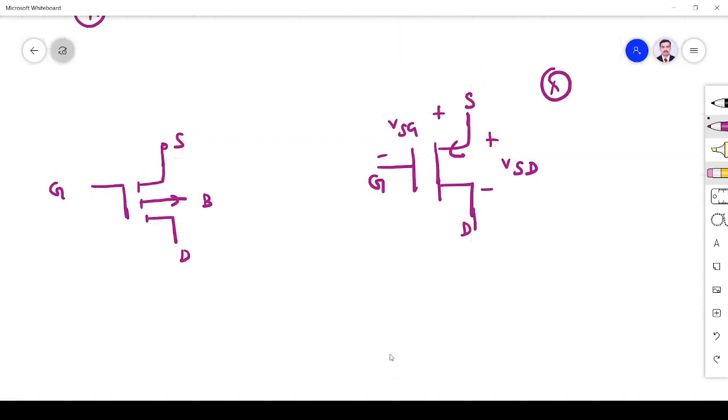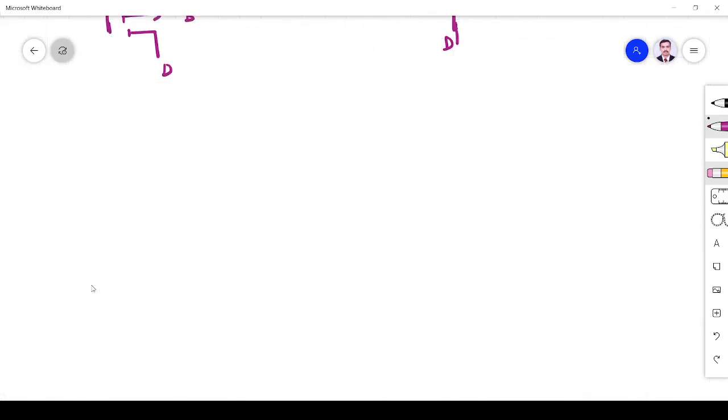Next we will see the circuit symbol for depletion MOS. First, we will draw the circuit symbol for N channel depletion MOS.